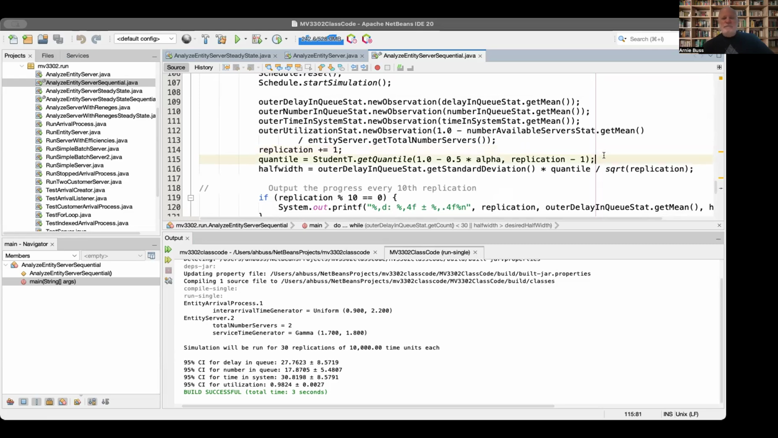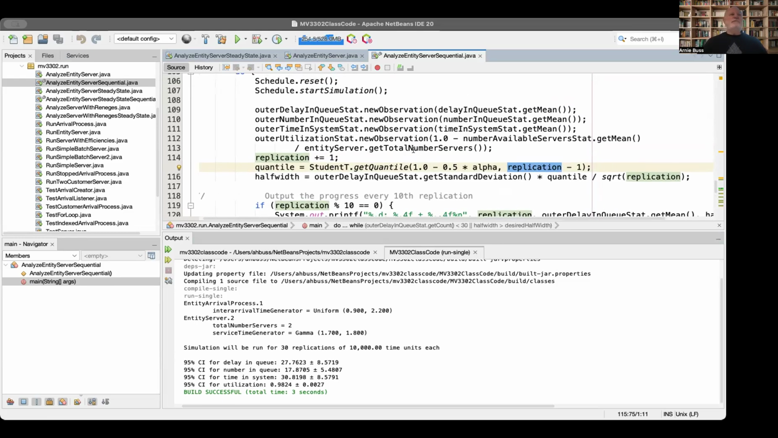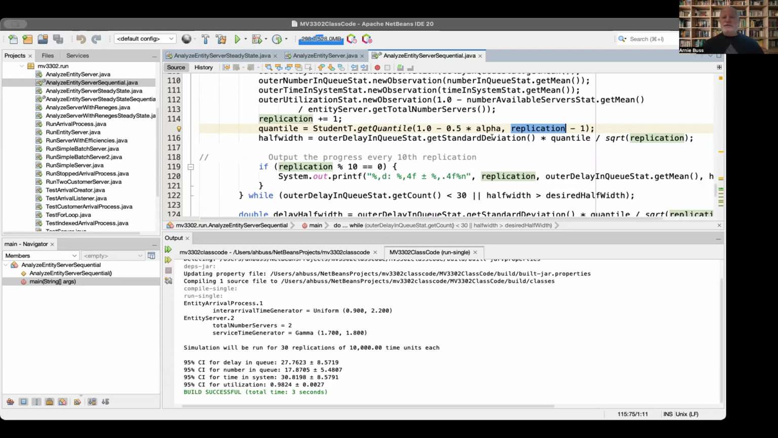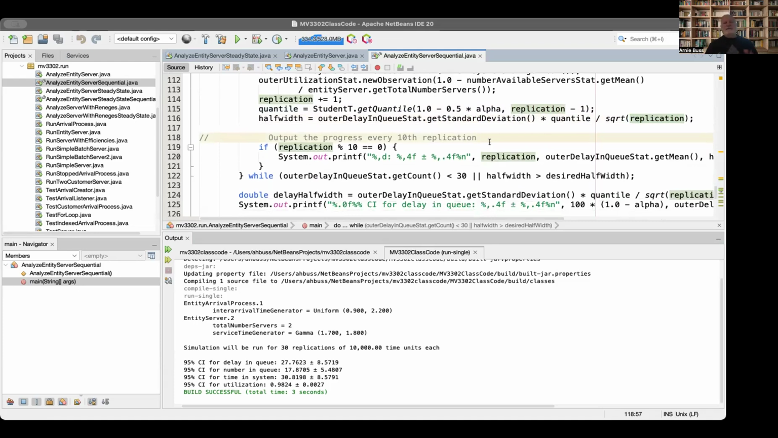Then I compute the quantile from the student T. Here I'm using the degrees of freedom from the replication count because it's going to be different every time. Eventually this is going to converge to a normal, of course, but especially early on, the T distribution has much heavier tails than the normal distribution. So you don't want to be overconfident. If I were to use the normal distribution instead of T, I would be creating confidence intervals that were smaller than they had any right to be. They were not true 95% confidence intervals. Then I compute my half width. That's the standard deviation times the quantile divided by the square root of the count.